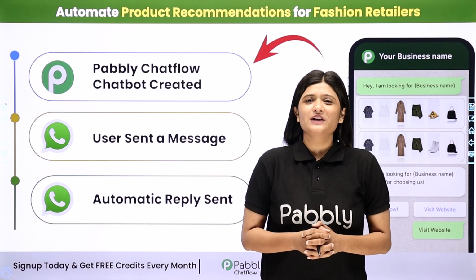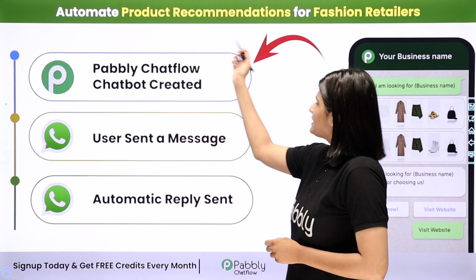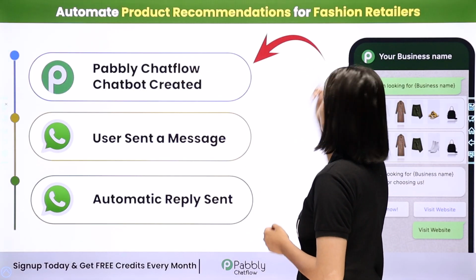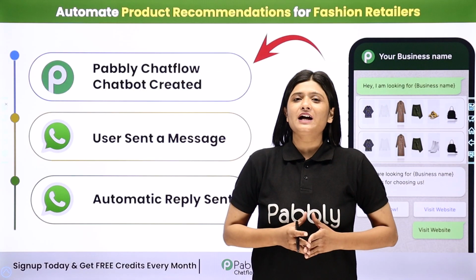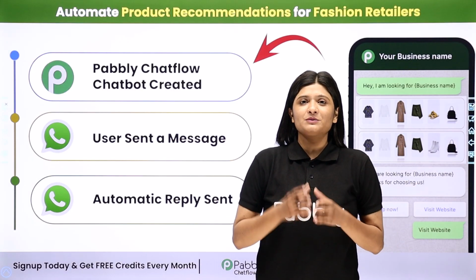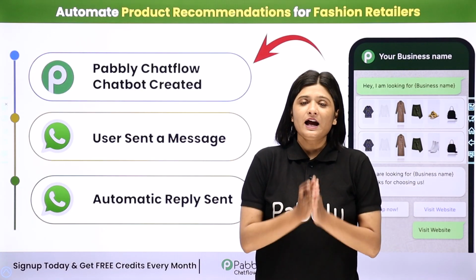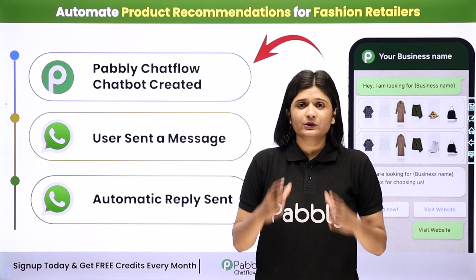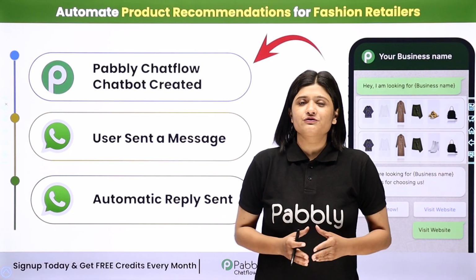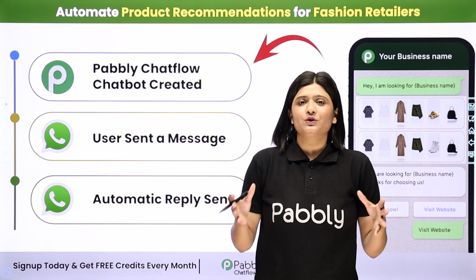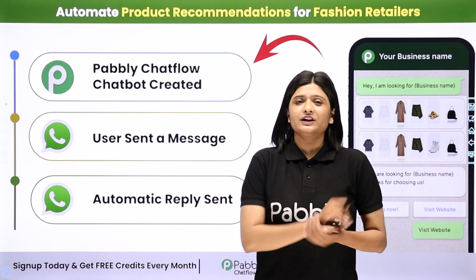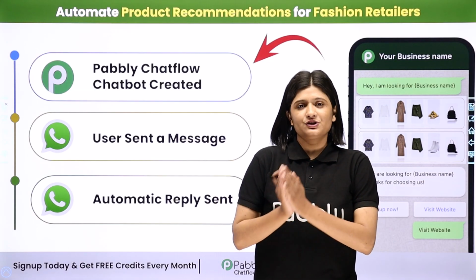In this video, we are going to learn how to automate product recommendations for fashion retailers. So let's suppose I'm running a business and I'm receiving many queries on my WhatsApp. I was manually replying to all of the queries and this was consuming a lot of my time. So I've completely automated this process and I've created a WhatsApp chatbot using Pabbly Chatflow.